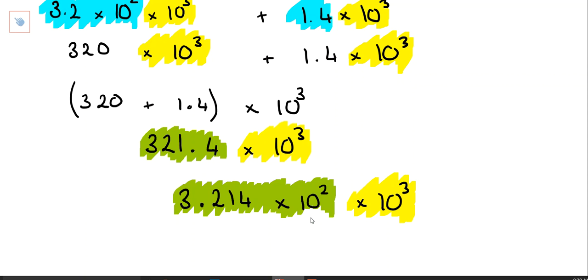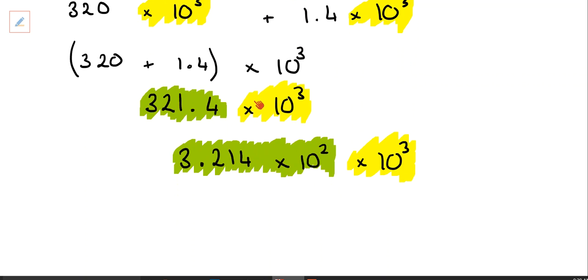ESSENTIALLY. Okay, and what do we do to finish this off? So it becomes 3.214 times 10 to the power of 5. Okay? Do you want to write that down? Yes, please.